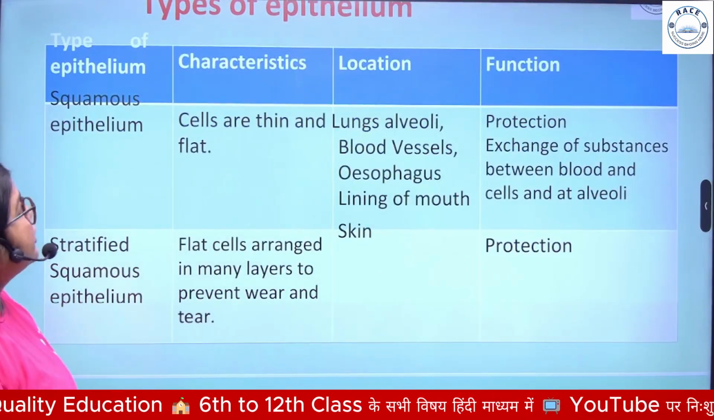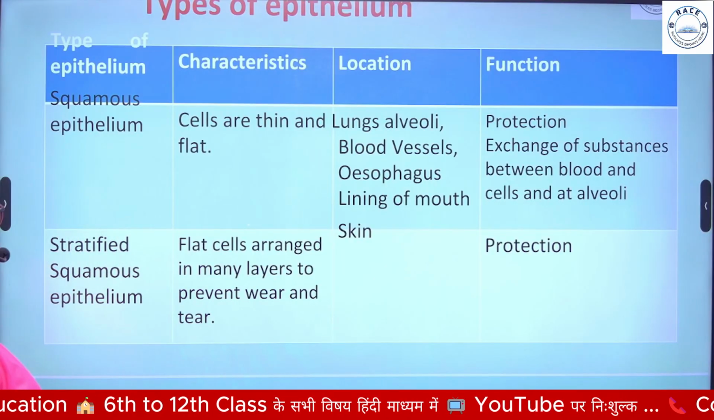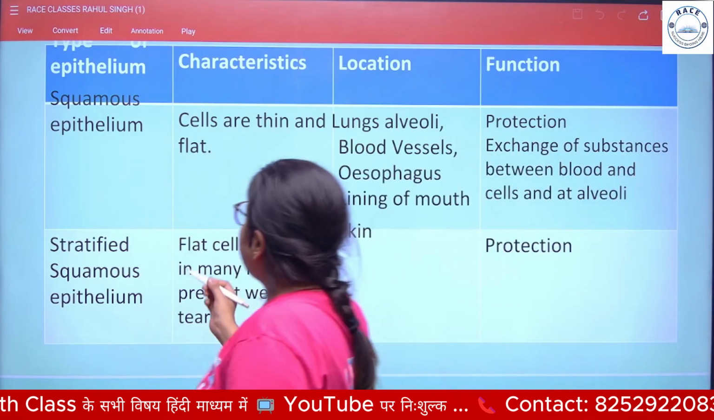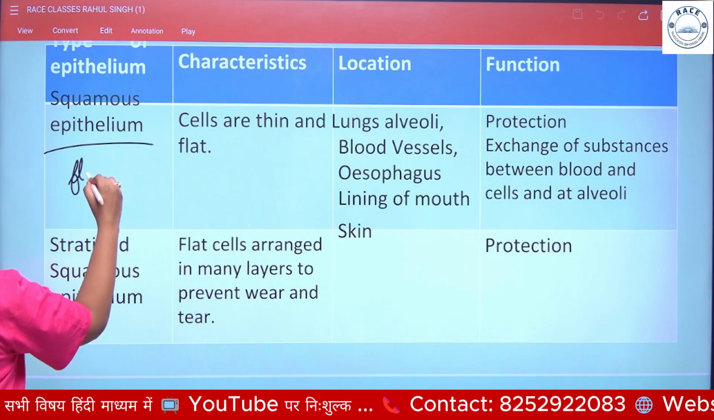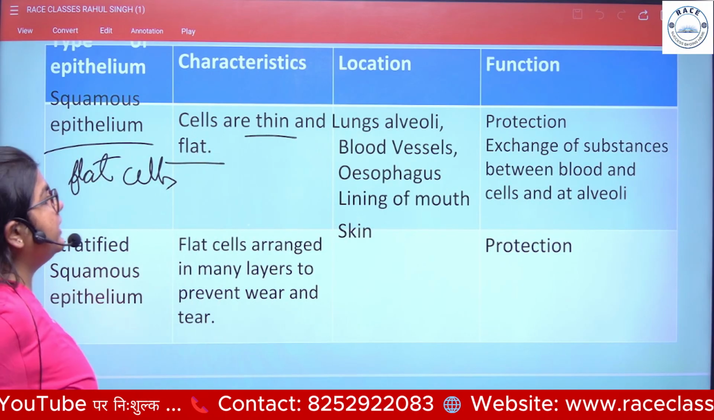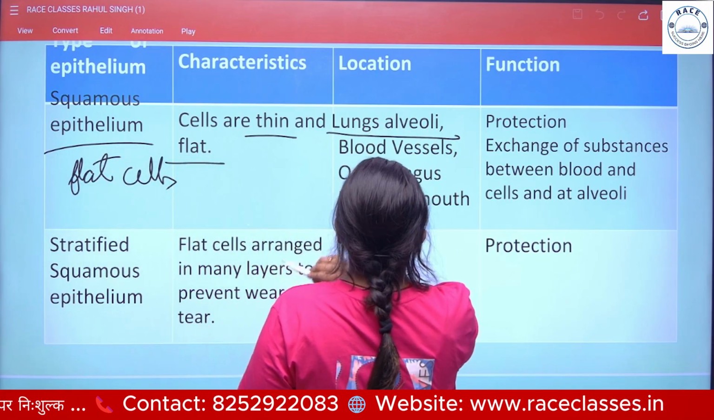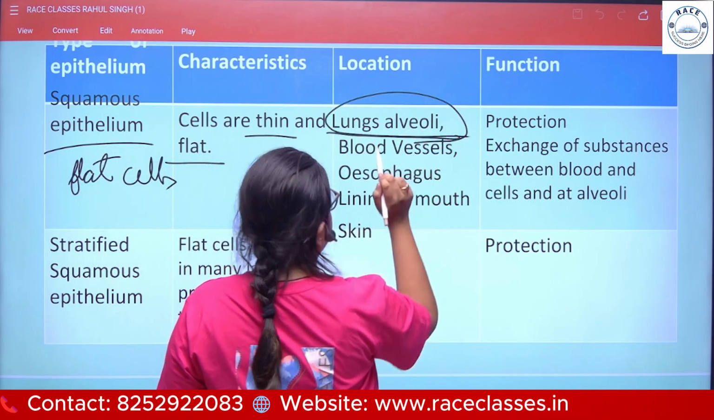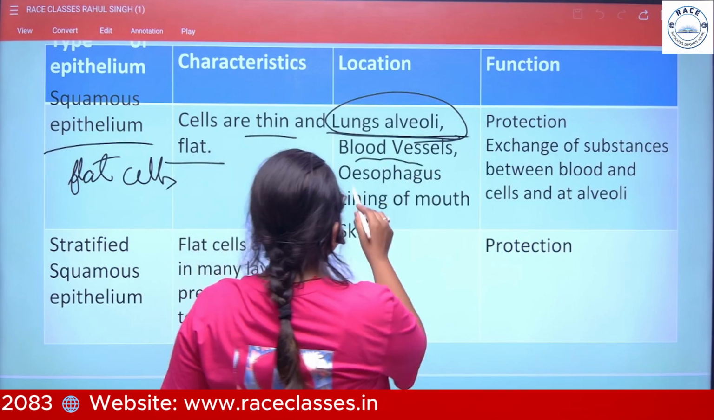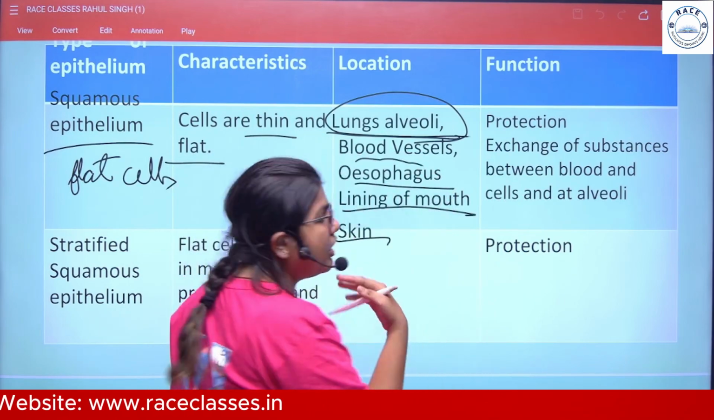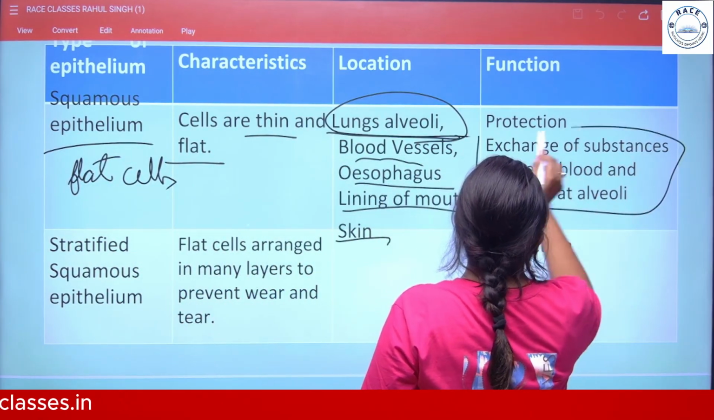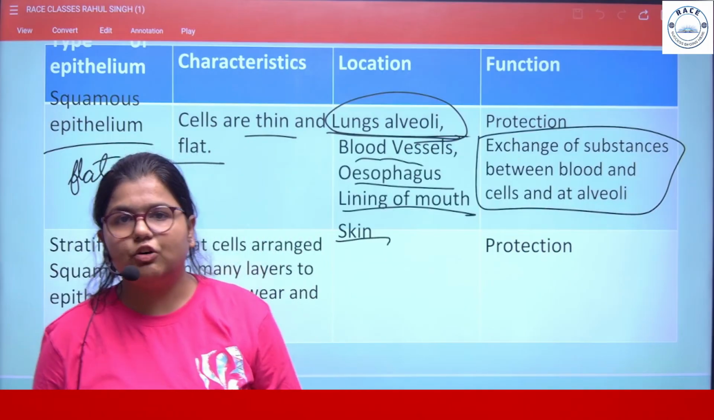Then, if we talk about the types of epithelium, the first one is squamous epithelium. Squamous means they are made up of flat cells. Thin and flat, it is written here. The location: alveoli of lungs, blood vessels, esophagus, lining of mouth, skin, all these consist of epithelial tissue. And what is the function? The basic function is exchange of substances between blood cells and alveoli.